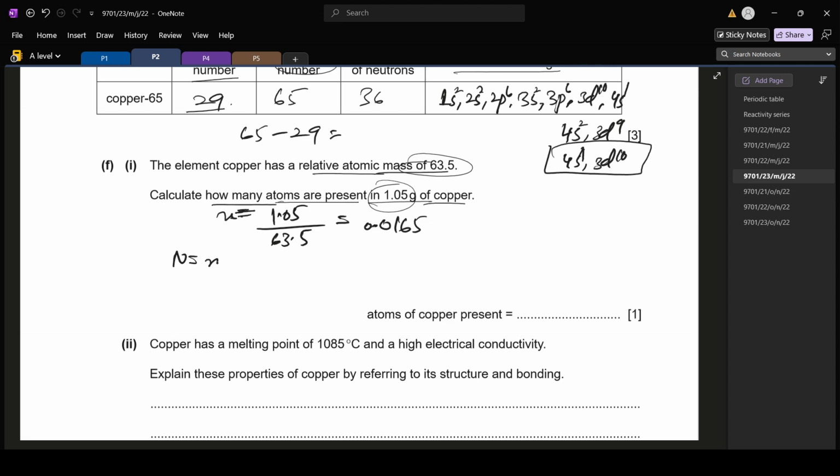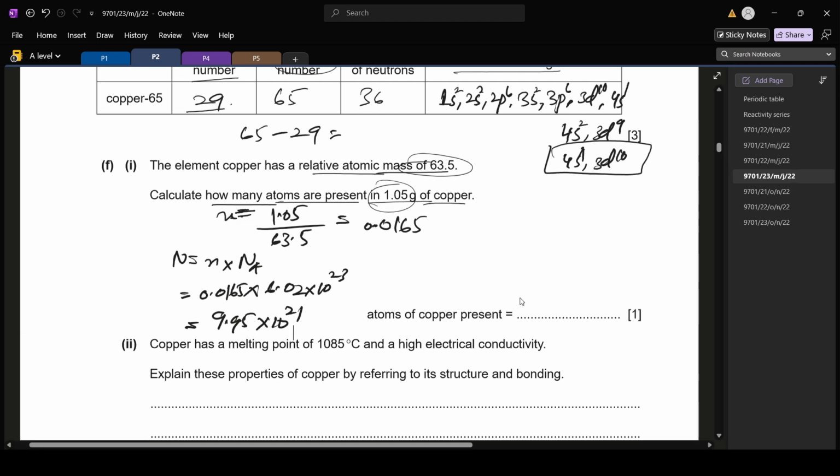Now you will multiply it with Avogadro's number, so you will get the number of atoms. Okay, n is equal to moles multiplied by Avogadro's constant. So 0.0165 multiplied by 6.02 into 10 to the power 23. So you will get 9.95 into 10 to the power 21 atoms. You can write it as 9.96 into 10 to the power 21.